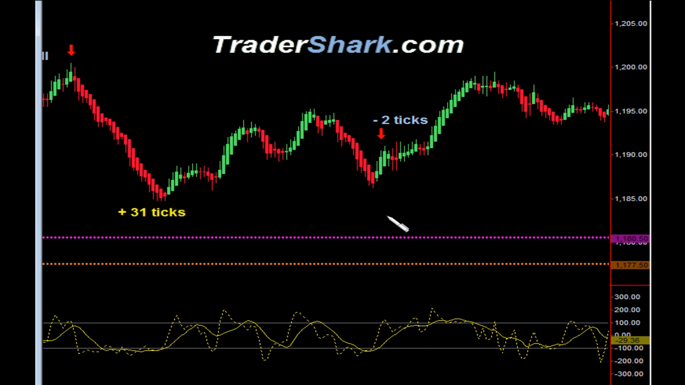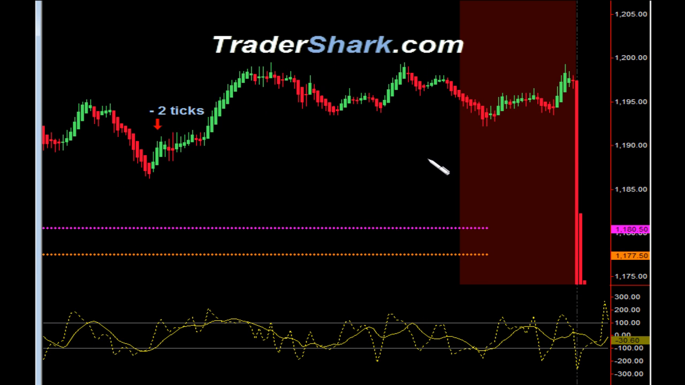Going into the close, from 3:30 we had an opportunity to get short, hit our first target, and then got stopped out. And this is where we get protected. Instead of getting a full stop out, we only lost 2 ticks. So all in all, it was a great day. We had a total of 10 trades for a potential profit of 31 ES ticks.